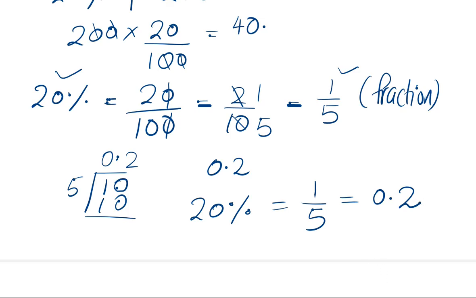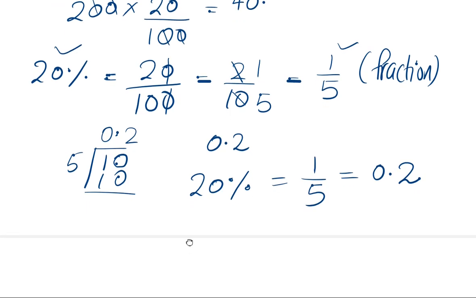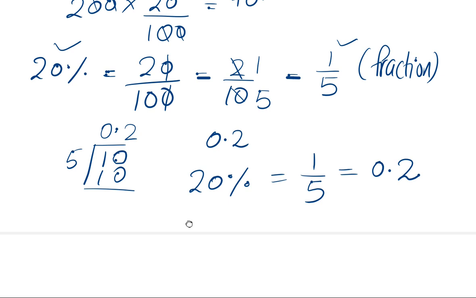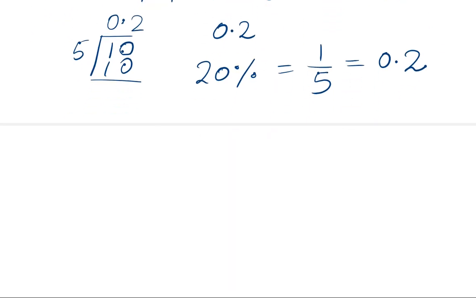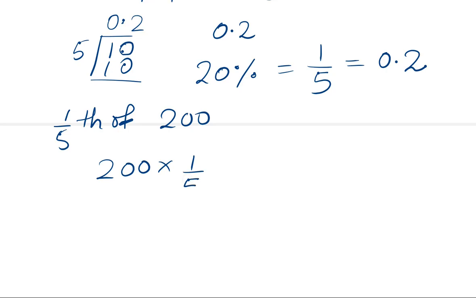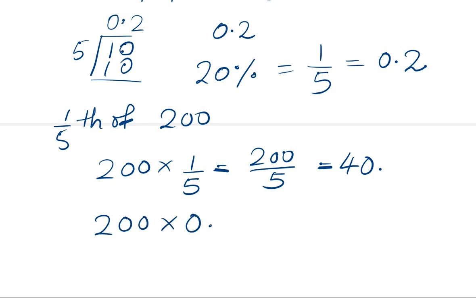We can take the same example. In the first example, we found that 20 percent of 200 is 40. Next we can check what is 1/5 of 200. So 200 times 1 over 5, that is equal to 200 divided by 5, which is equal to 40. Then again 200 times 0.2.